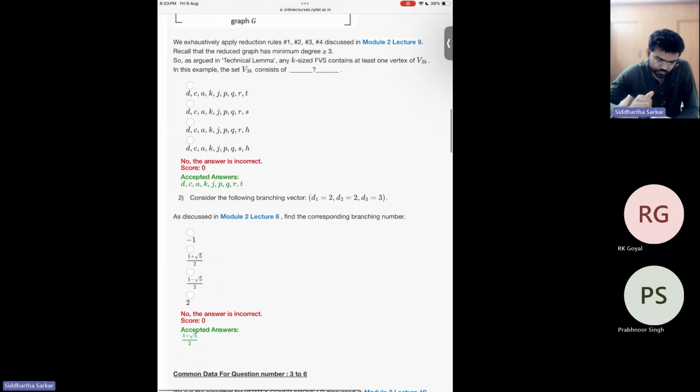There's a lecture video where the branching vector is defined, and the branching vector has three components, D1, D2, and D3. There is a formula which can be used to find what is called the branching number. If you know the formula, you can apply it and find the branching number from this branching vector. And if you don't know, then I'll tell you the formula.